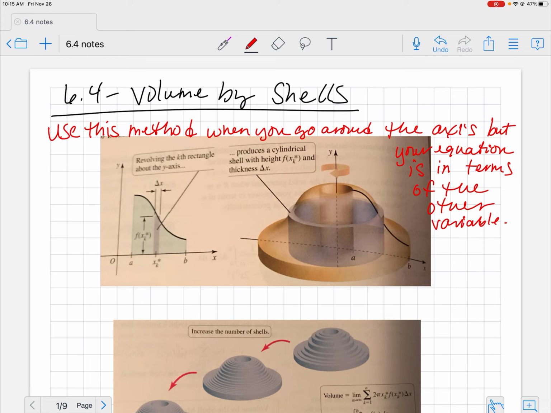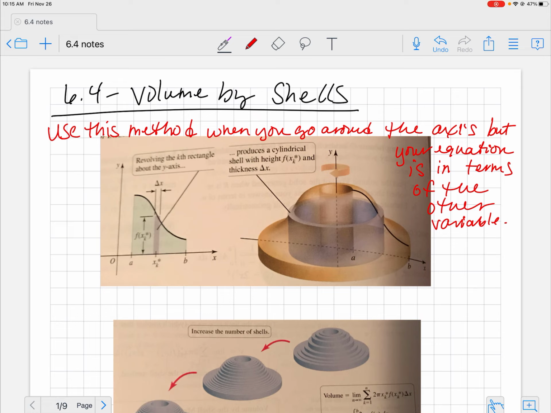So this is what we're talking about here. I have this function right here. This function is in terms of x. However, I'm going to go around the y-axis. So when your function is in terms of the other variable than the axis you're revolving around, and it doesn't switch over nicely, because like in the problems we did in the last section, we could switch those variables over nicely. But if it's not going to switch over nicely, that's where you use shells.